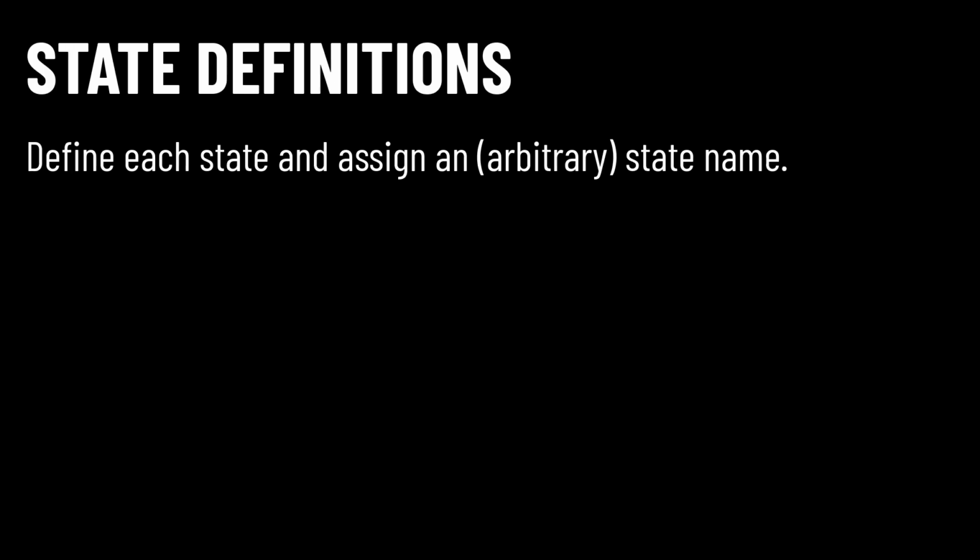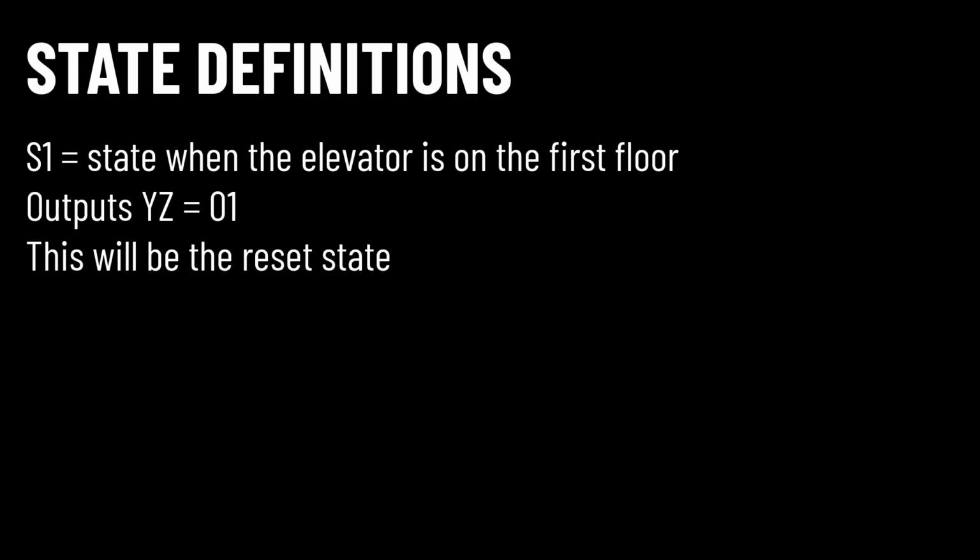First, we have to define all of our states. We can give them state names, which are completely arbitrary. As long as they help us to determine what's going on, the name is otherwise irrelevant to the design of the circuit. S1 represents the state when the elevator is on the first floor. Because this represents the first floor, the output values y and z are 0 and 1, which is the number 1. We'll use this as our reset state. There's no particular compelling reason to select this state as the reset state in this circuit, but we need a reset state, so let's choose this one.